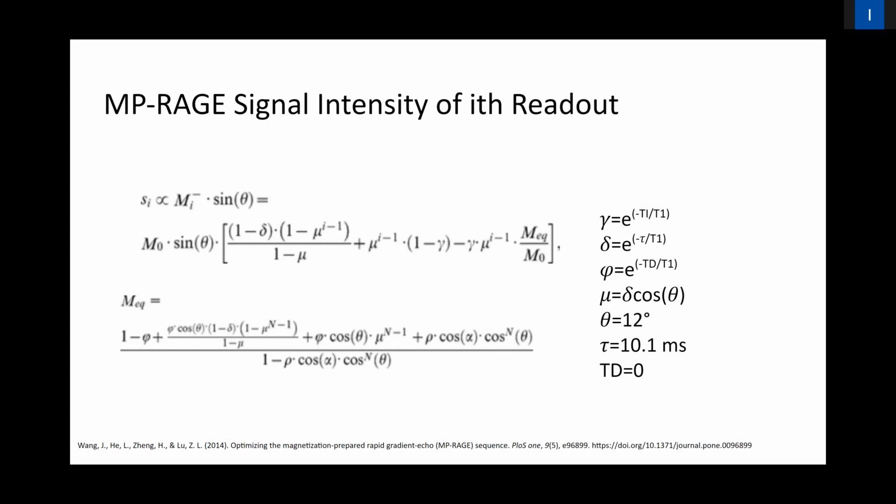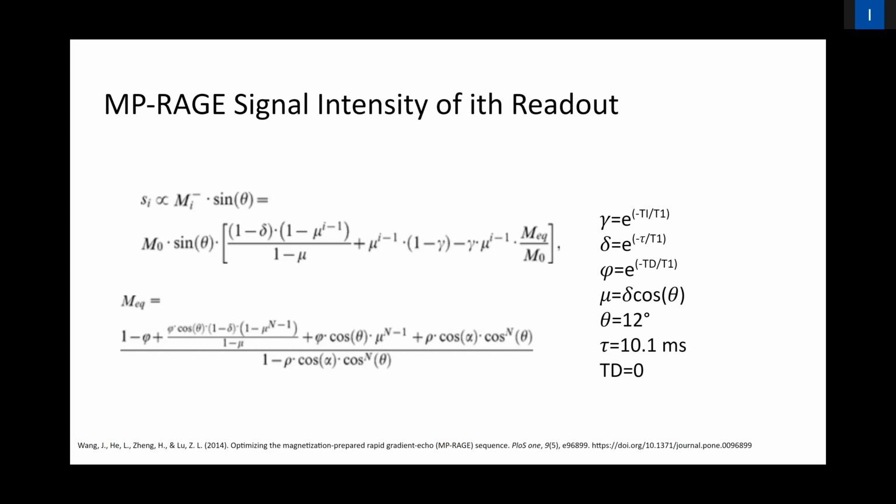First of all, the constants with the exponential form, like gamma, are going to be less than 1 if we consider something like the graph of e to the negative x. Phi is actually just 1 because the TD is considered to be 0 in the simulation. Next, we see the MEQ, which is the steady state magnetization, and will be a constant between any readout RFs from the same tissue, as there's no mention of the iteration number in the equation.